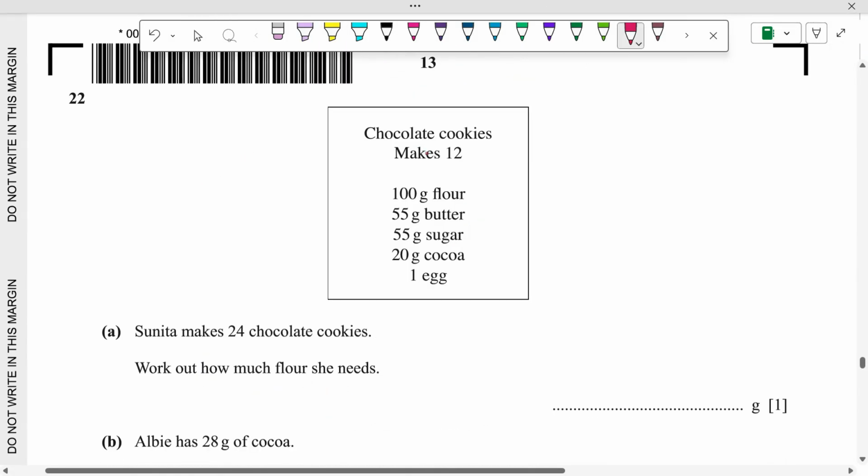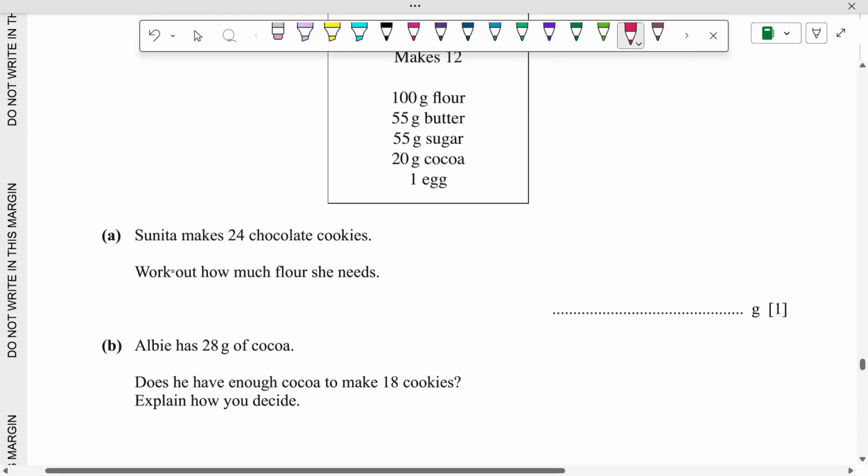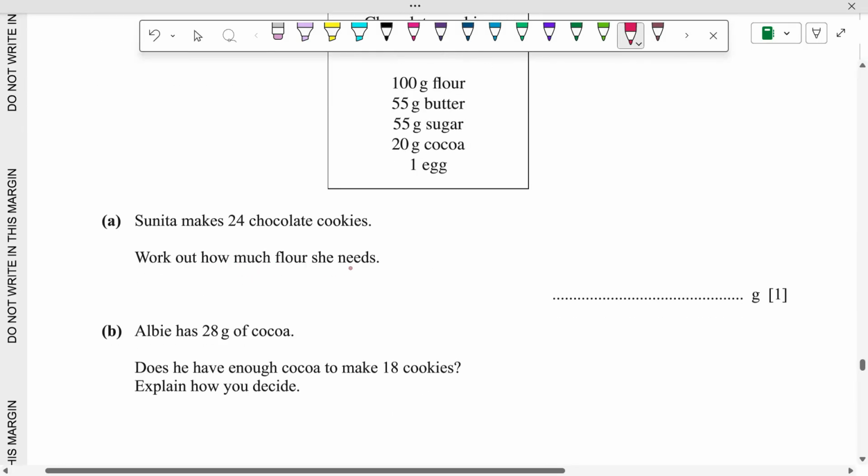Question number 22. Chocolate cookies make 12. Okay, 12 cookies have been made, which required 100 gram of flour, 55 gram of butter, 55 gram of sugar, 20 gram of cocoa, and 1 egg. Sonita made 24 chocolate cookies. Work out how much flour she needs.